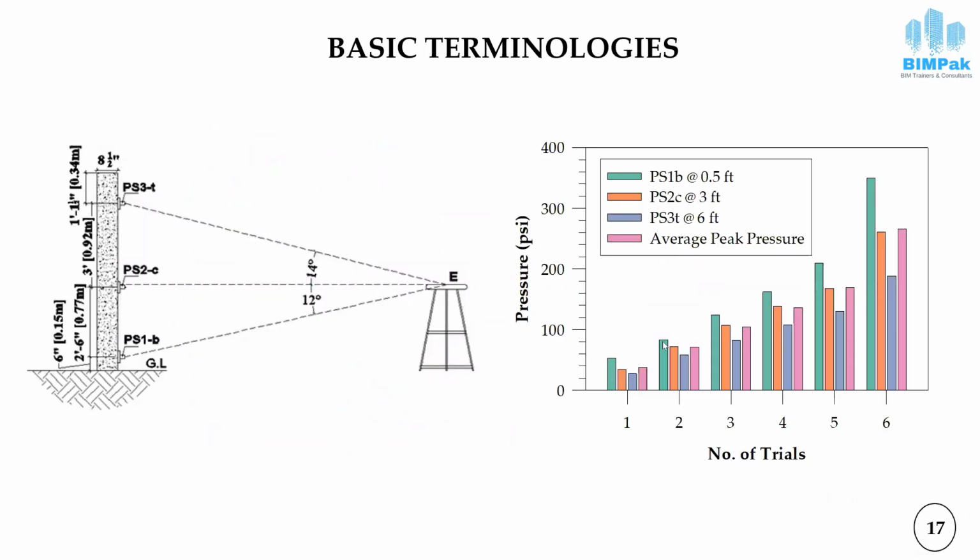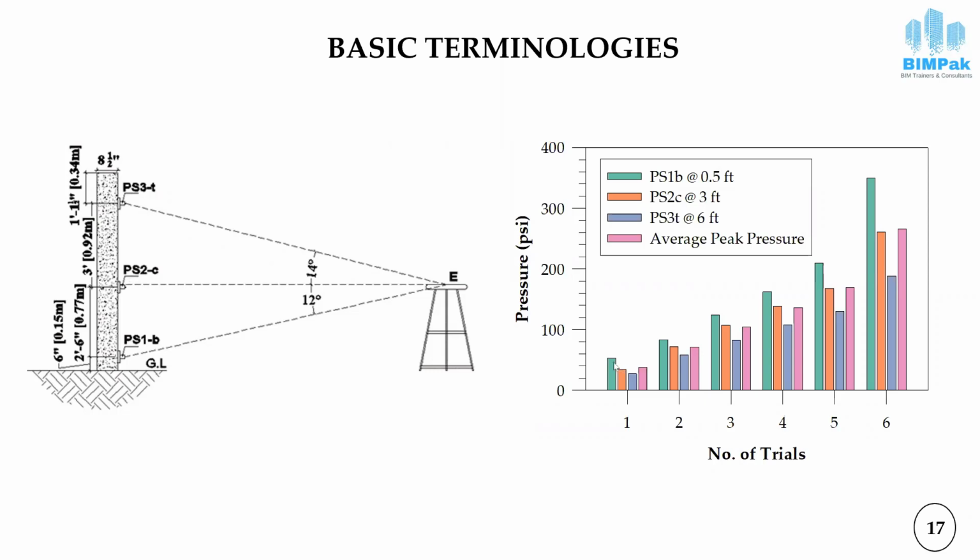So, these are some research work. I have taken this graph from my PhD research work. Here we have carried out some real-time experiments. This is the target, and three pressure sensors were installed on this wall. Pressure sensor 1 was installed at the base of the wall, pressure sensor 2 was installed at the center of the wall, and pressure sensor 3 was installed at the top of the wall.